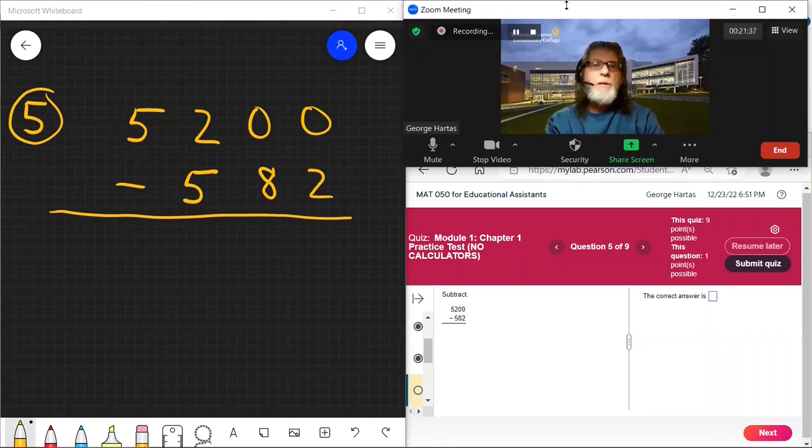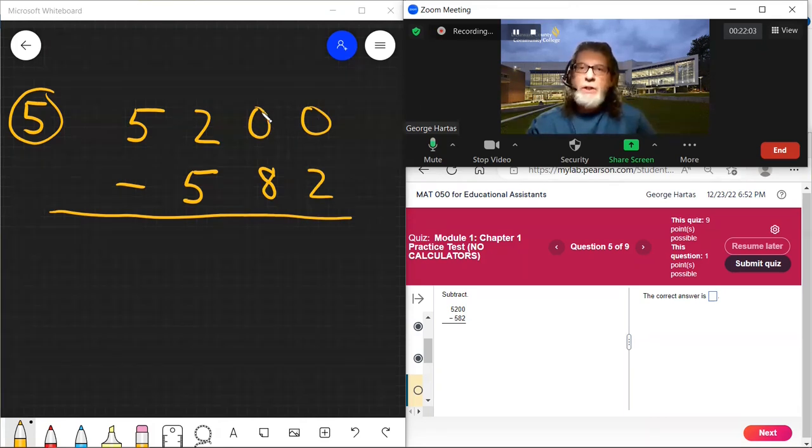Question 5, 5,200 minus 582. And again, we're going to start subtracting from the rightmost digits. And here we go. 0 minus 2. Well, we cannot do that because 0 is too small for 2. So we have to borrow by going to the next digit to the left. However, the next digit to the left is 0. So we cannot borrow from 0. It has nothing to give.